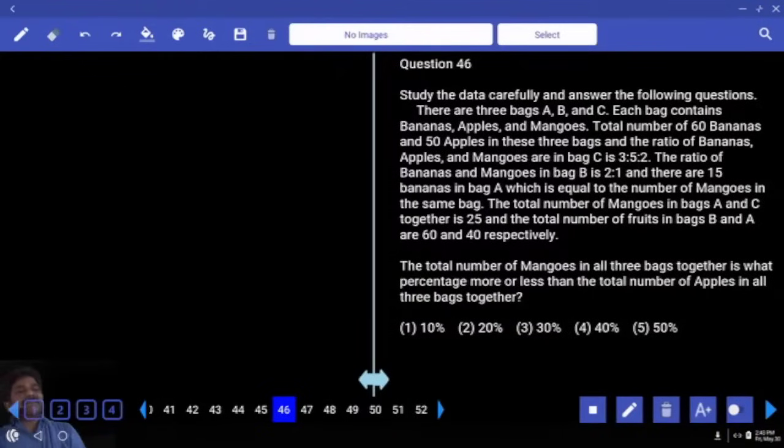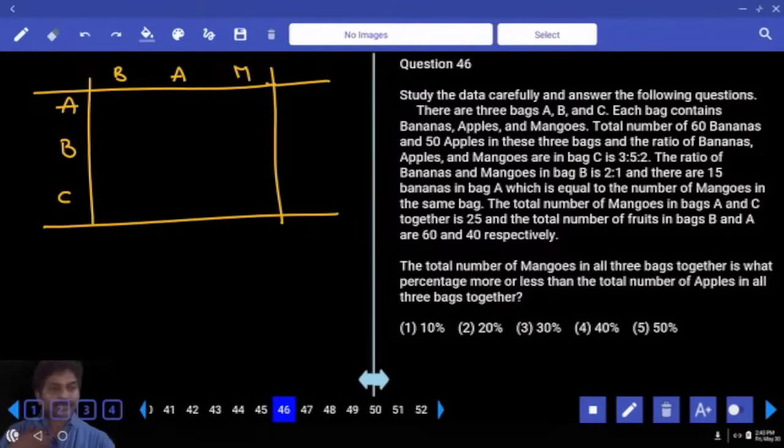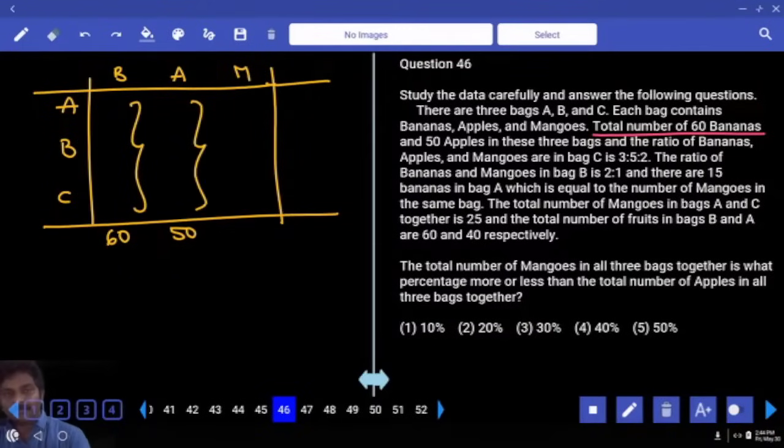There are 3 bags A, B, C. Each bag contains banana, apple, mango. You may have total also. Total number of 60 bananas, 50 apples in these 3 bags together.